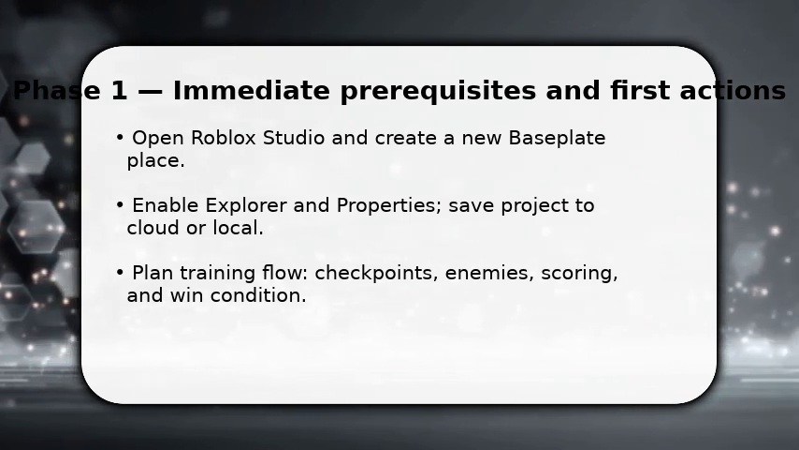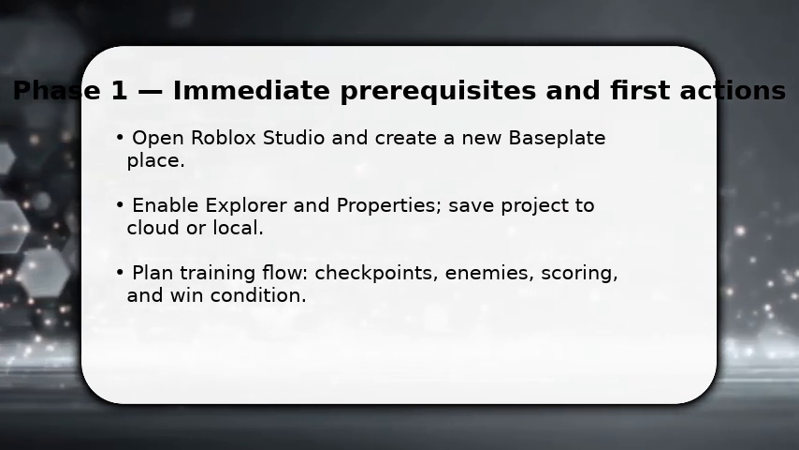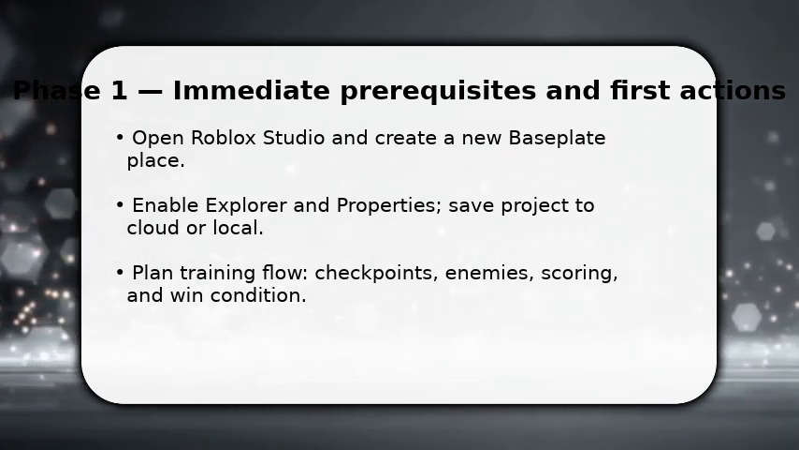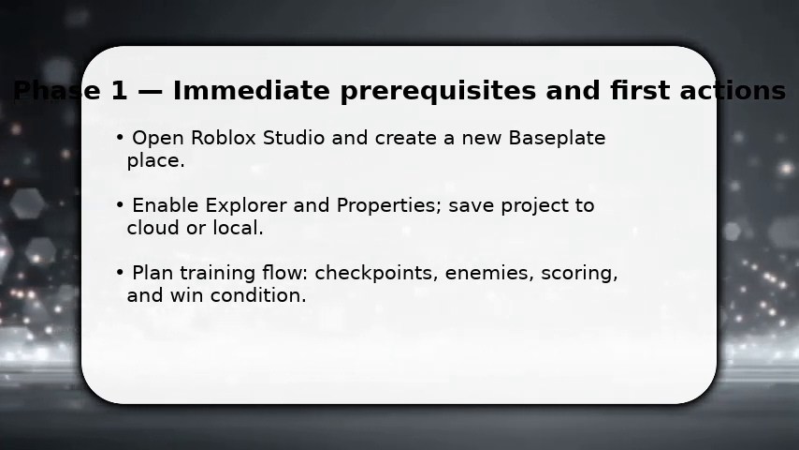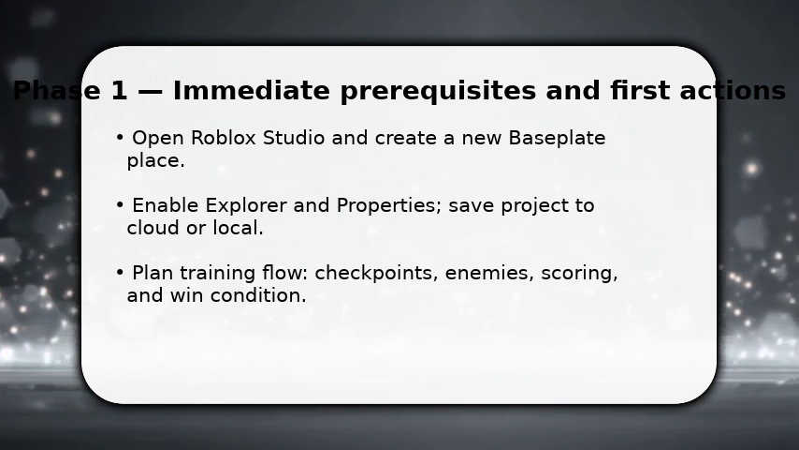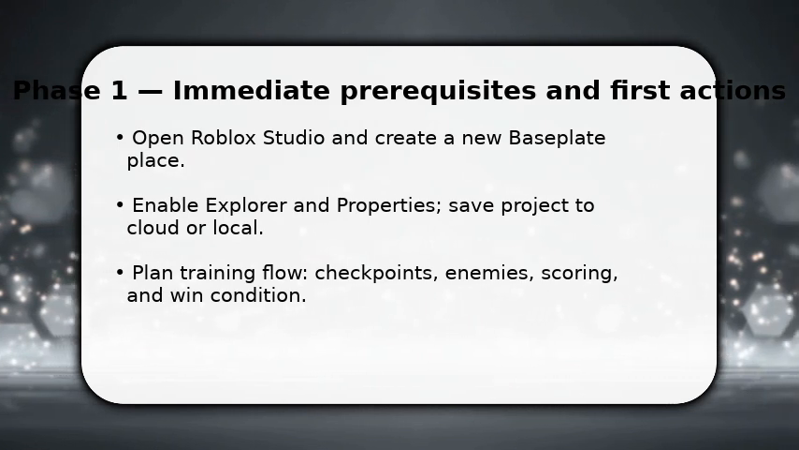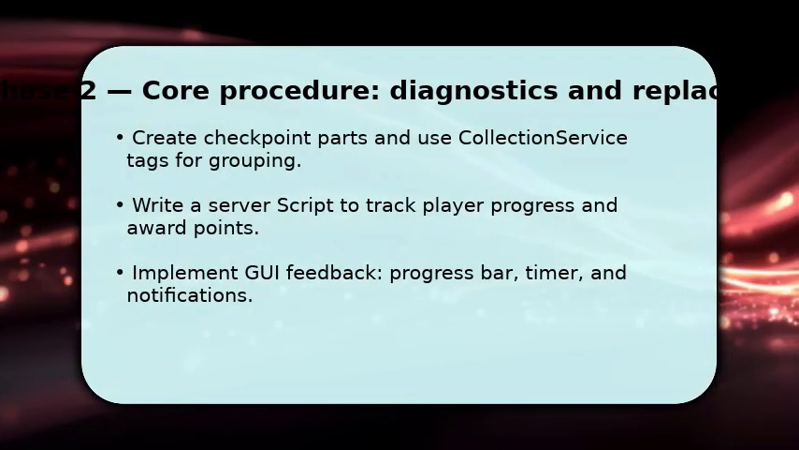Now sketch the core loop, checkpoints, scoring, and fail states. Once done, place a simple spawn and a checkpoint part and assign an identifiable color. This immediate structure avoids wasted setup time and gets you building the first playable segment fast. You will implement the mechanics next.